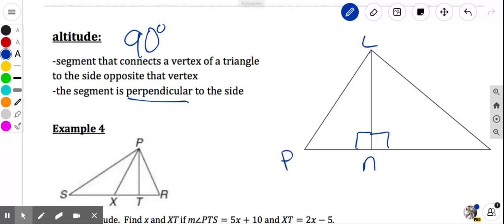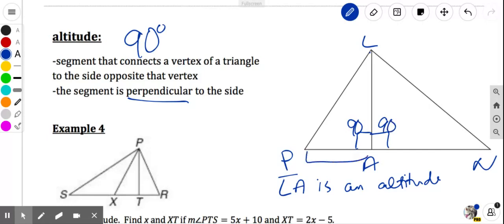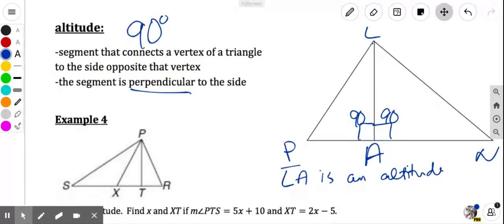So PLAN, trying to spell plane there. If I said LA is an altitude, we could then mark that you have right angles. There might be some on the practice today, I'm pretty sure there's some, where they tell you it's an altitude, which means that you have two 90-degree angles, right? But then I also give you segments. Your segments don't go in your equation. So if I give you extra stuff, oh, actually, I forgot, I changed this example. This example down here will show it perfectly.